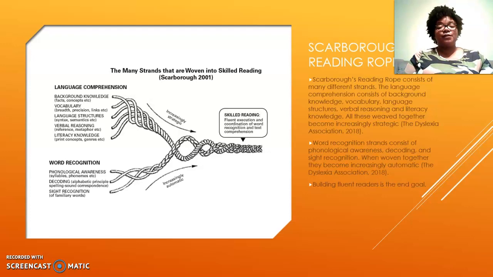And then towards the end of the rope, as you can see, it's tighter. It's where you have skilled reading, which is fluent execution and coordination of word recognition and text comprehension. All these components intertwined together, the tighter it gets, the more increasingly strategic a reader becomes and automatic with their word recognition. And at the end of the day, like I said earlier, we are building fluent readers.